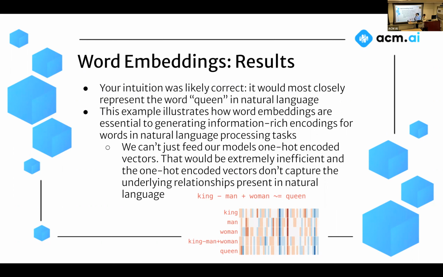And one more thing is that this side effect is only something interesting that people have noticed. I don't think there is a rigorous theoretical explanation of why this works, why we can do king minus man plus woman roughly equals queen. It's just something that people have noticed after they have trained these models. They're like, hey, that's pretty cool. It's not really something that we set out to do. It's almost like a byproduct.